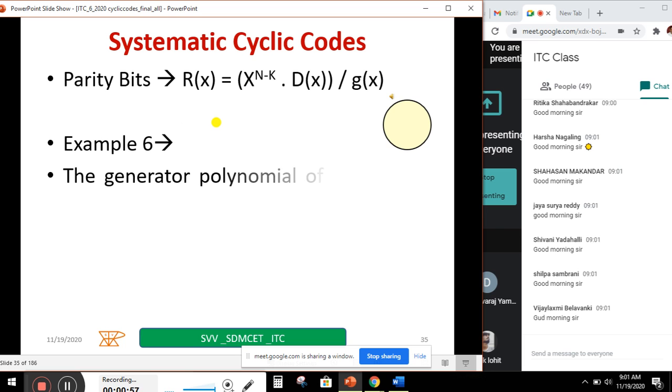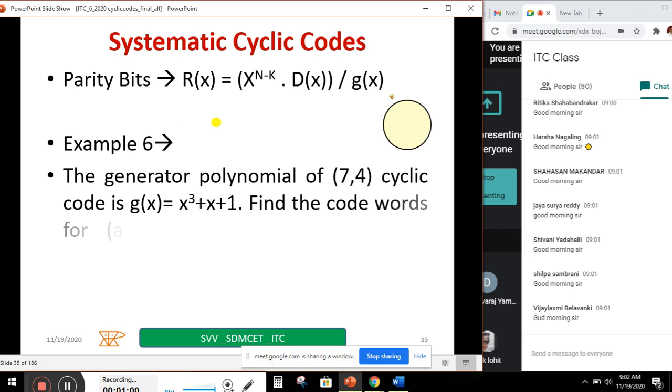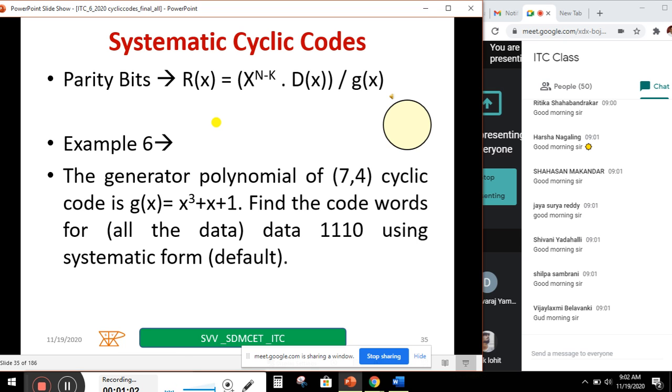Also, all of you copied this particular problem in the last class. The generator polynomial of a 7,4 cyclic code is g of x equal to x cube plus x plus 1. Find the code words for all, but we'll do it one by one. We have taken 1110 using a systematic form. So this much I hope all of you copied in the last class. This much we have discussed in the previous class. Hope all of you have this information in your notebook.